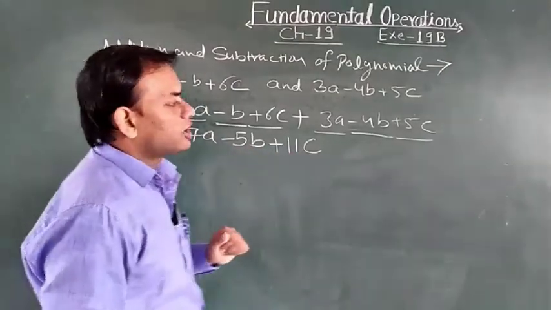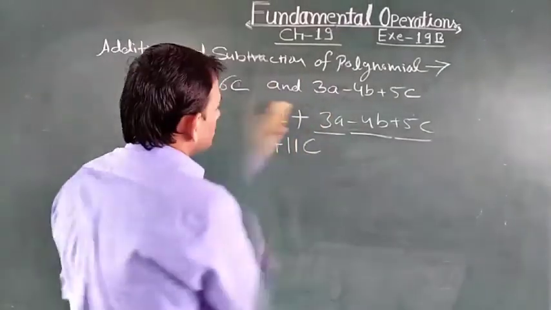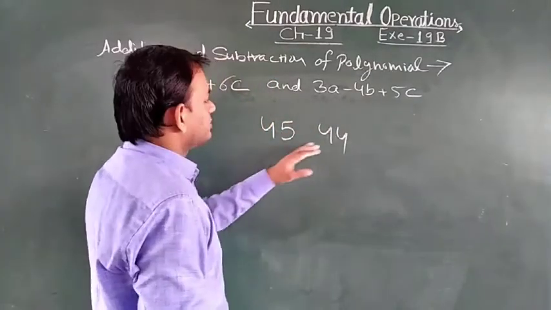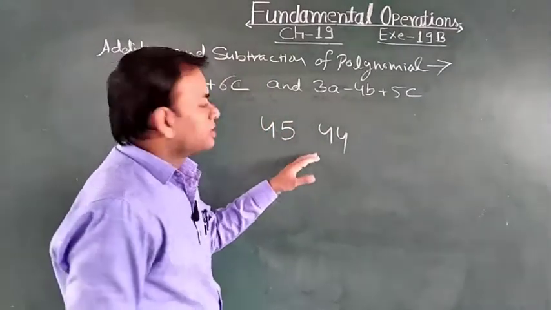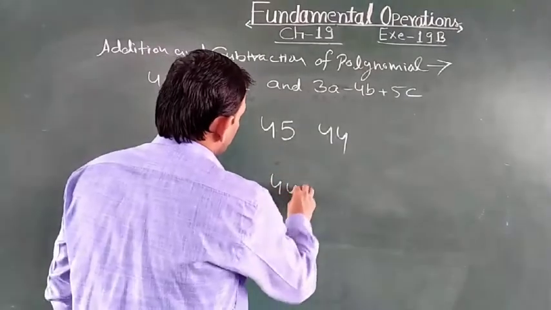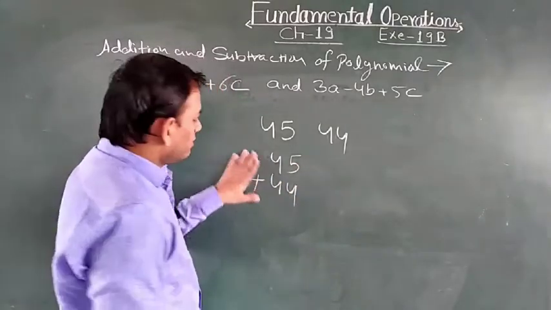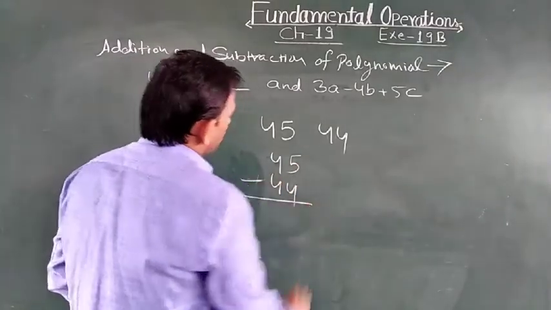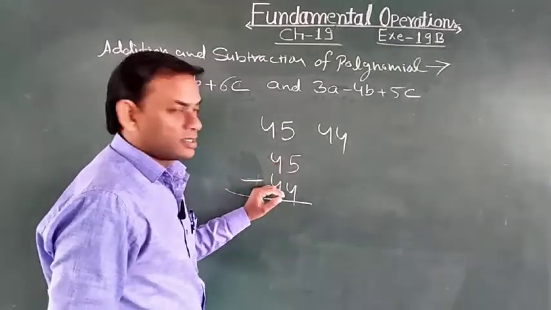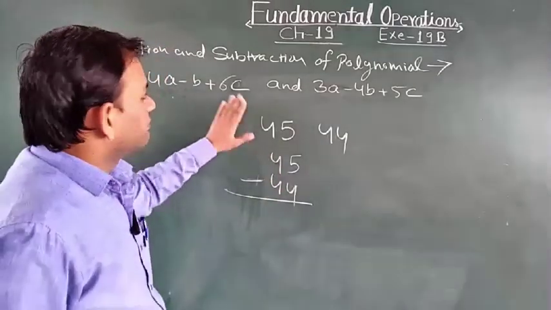Okay, now I will tell you how to add by the column method. Suppose two numbers, 45 and 44, are there, and you have to add these numbers by the column method. For adding or subtracting, you always write one number below the other number. This is called the column method, where we write one number below the other. The same method we will apply here.